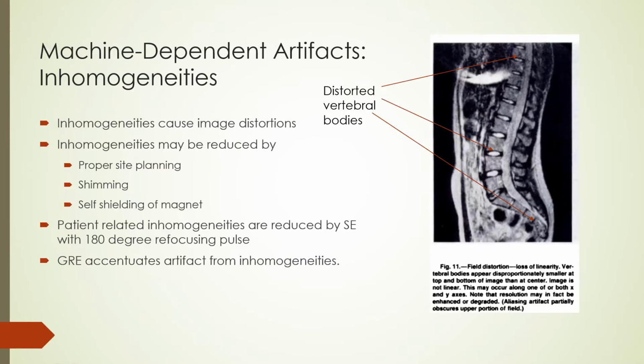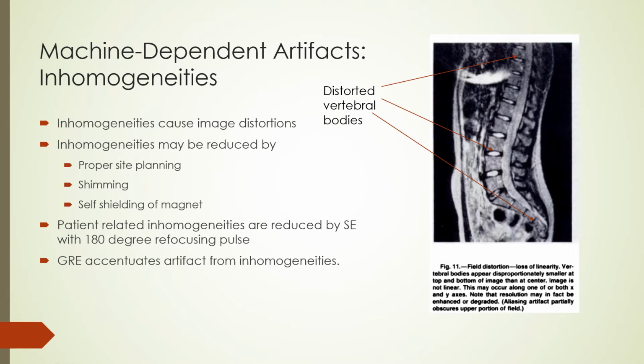Artifacts in MRI may be broadly categorized as machine-dependent or patient-dependent, but these are not mutually exclusive. The same artifact may be due to either machine-related effects or patient-related effects. An example are artifacts related to inhomogeneities. Artifacts may also appear due to the way the image is processed. We shall start with machine-dependent artifacts due to inhomogeneities on this slide.